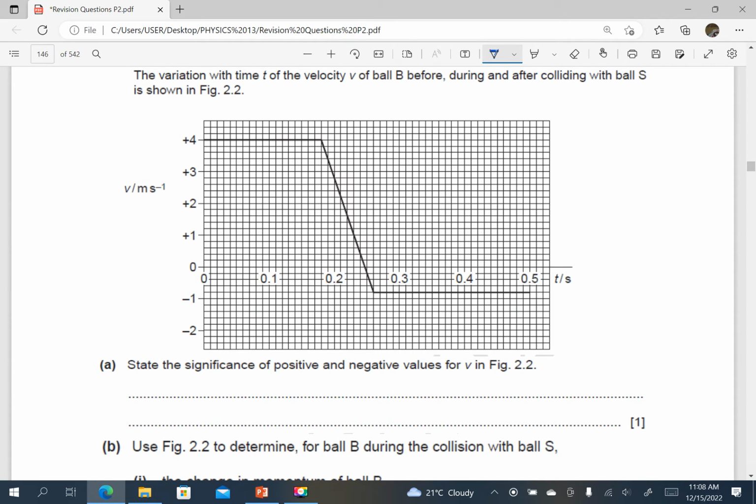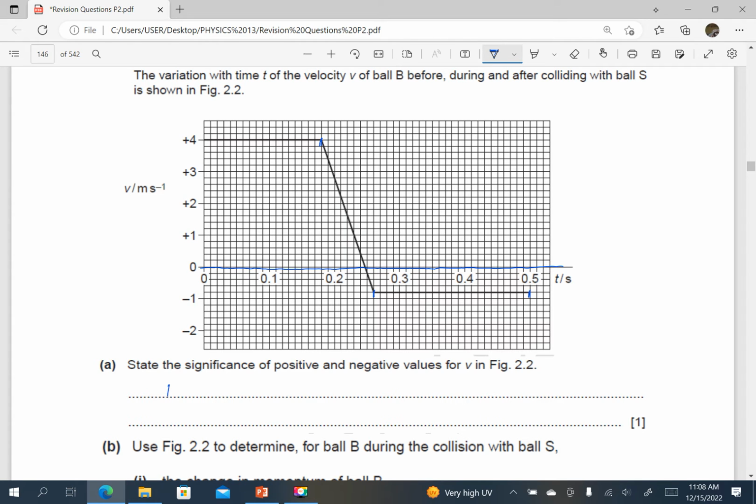Before, the velocity is constant, during, the velocity is reducing and there's been a change in direction, and after, it again remains constant. So there's a horizontal axis here. State the significance of positive and negative values of V. Of course, positive and negative values of V means that the ball is moving in opposite directions after collision.